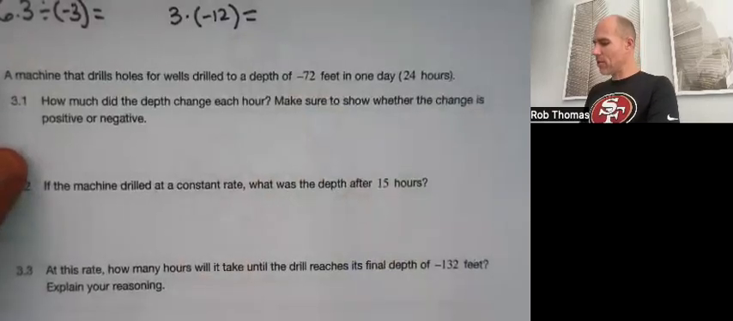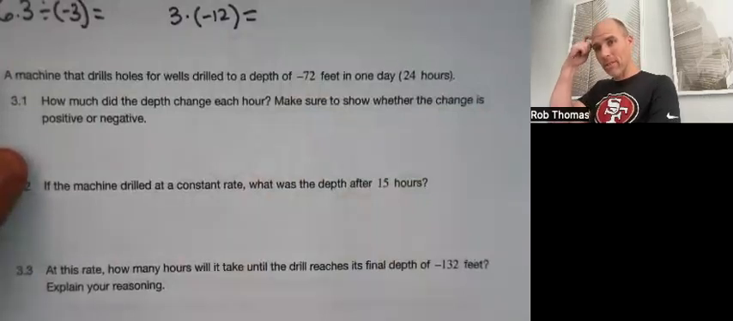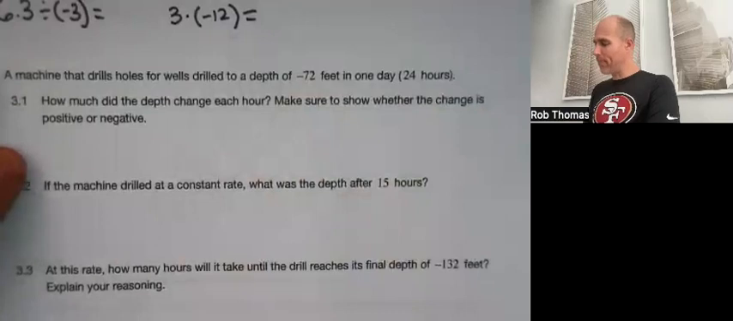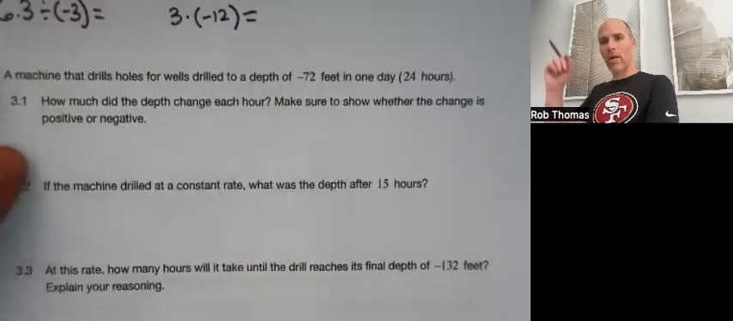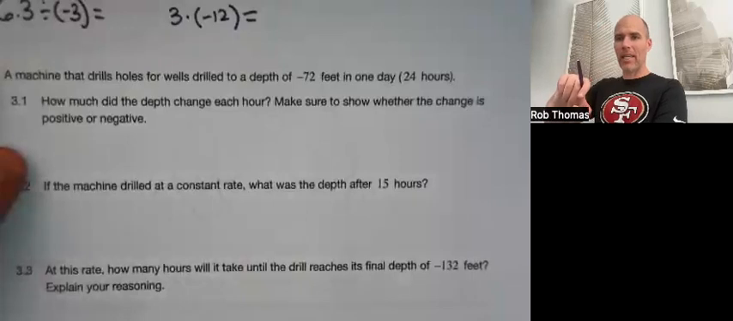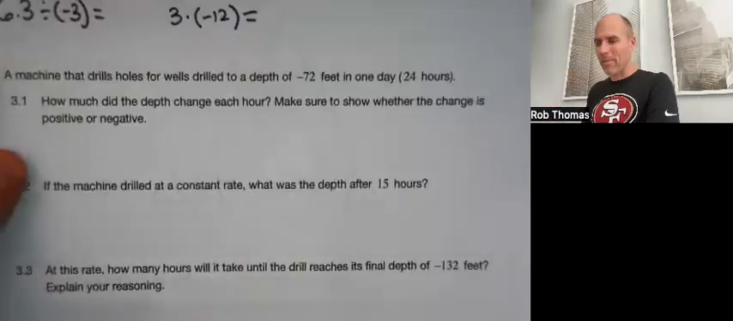It says a machine that drills holes for wells is drilled to a depth of negative 72 feet in 1 day, 24 hours. It's a 24-hour operation we got going on. So how much did the depth change each hour? So we got to be able to find a rate, right? We've learned how to do rates. You take one quantity and divide it by the other. That's essentially y divided by x or whatever.